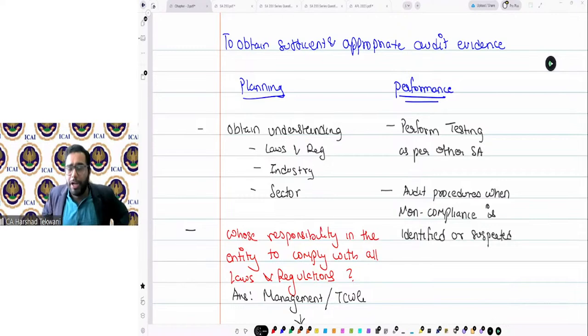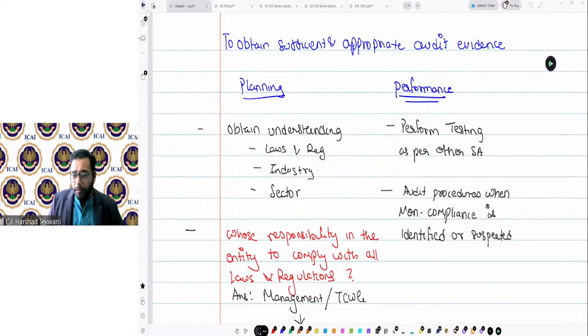Now you tell me what you will do when you identify a non-compliance or you suspect there is a non-compliance. Come on, guys. What will you do? Discuss with management, good. Discuss with those charged with governance, correct. What else? Will report the same, good.